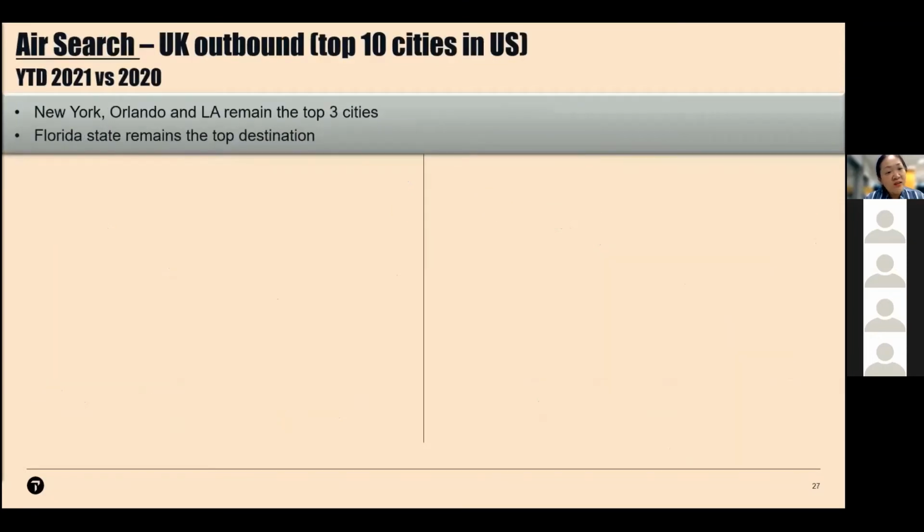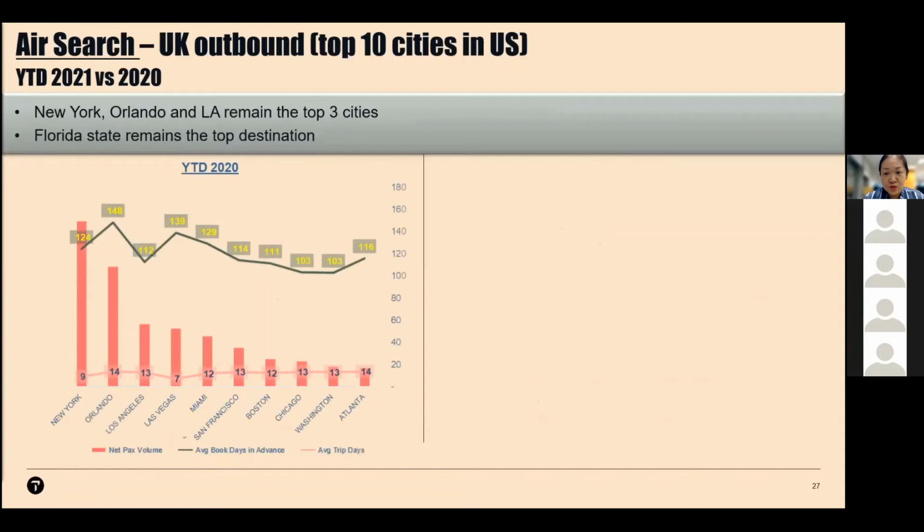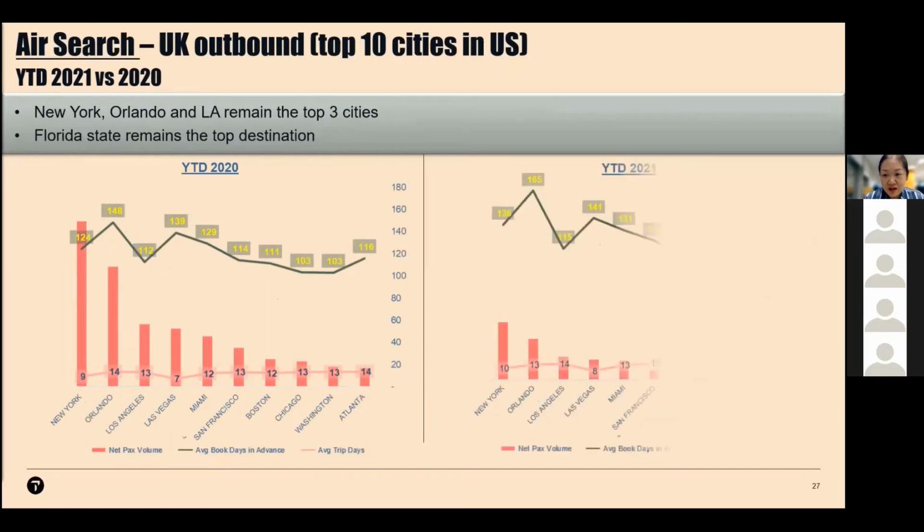So let's look at the air search. The travel intention remained at 30% of last year, while Florida shows much better recovery at 45%. Even Tampa was in the top 10 cities being searched. So same as air bookings, the average booking lead time of air search also increased.